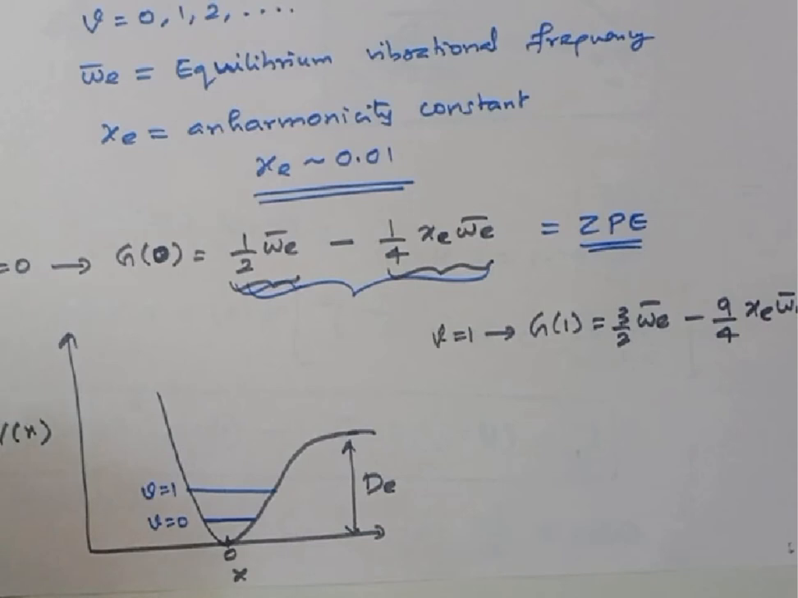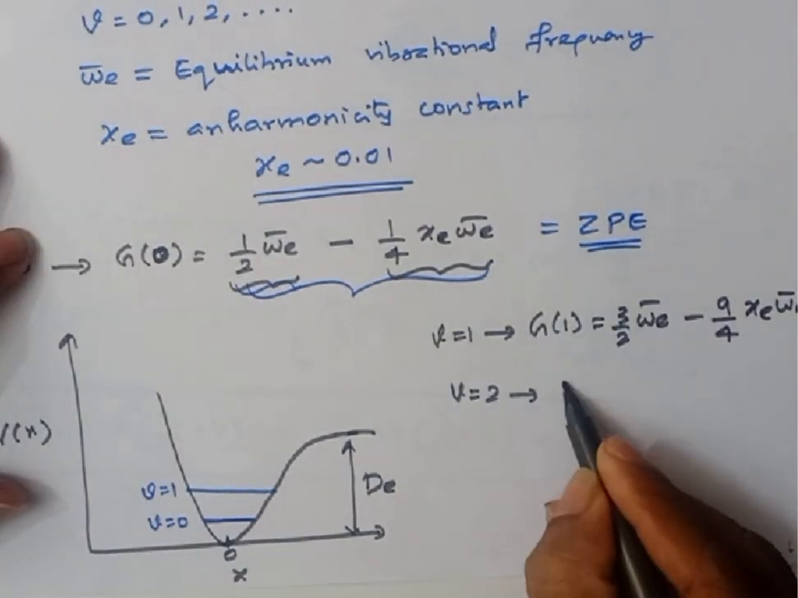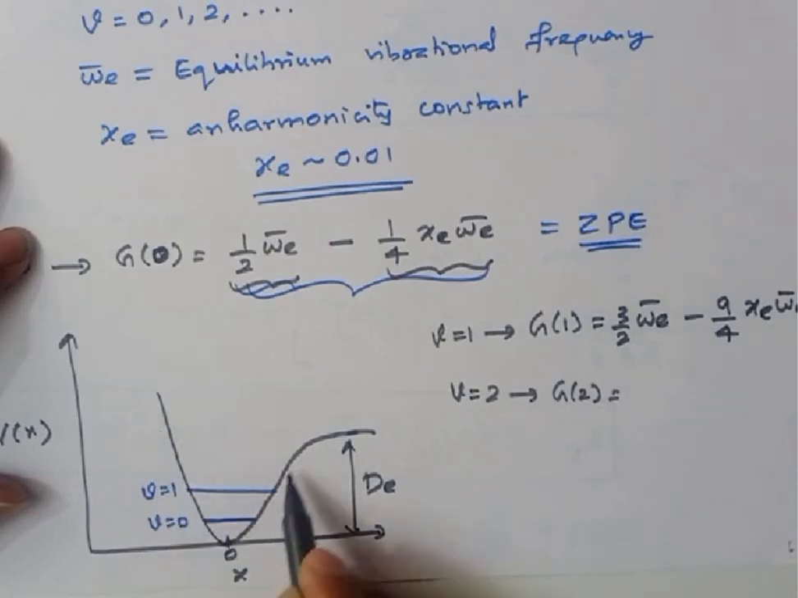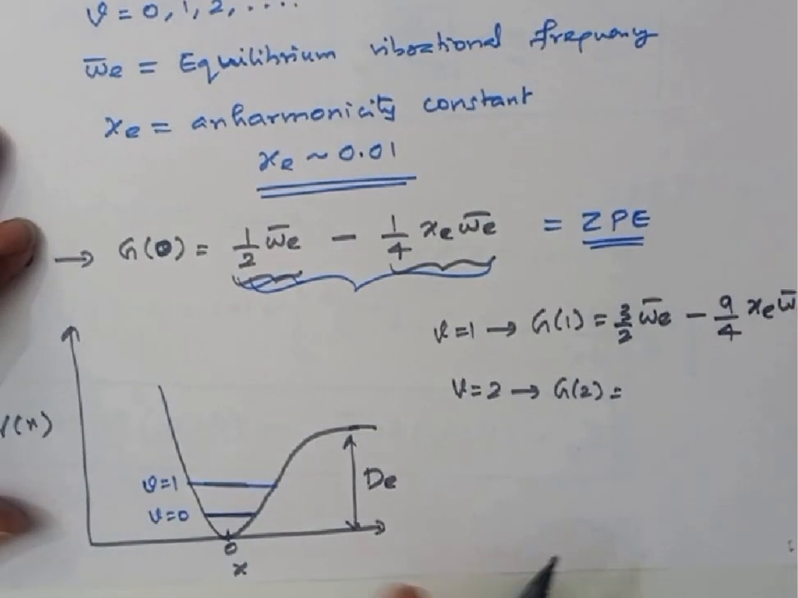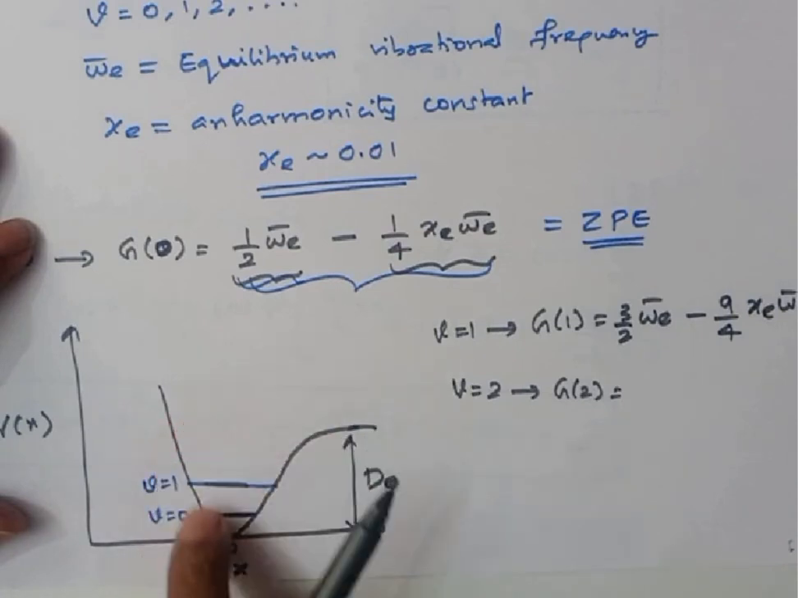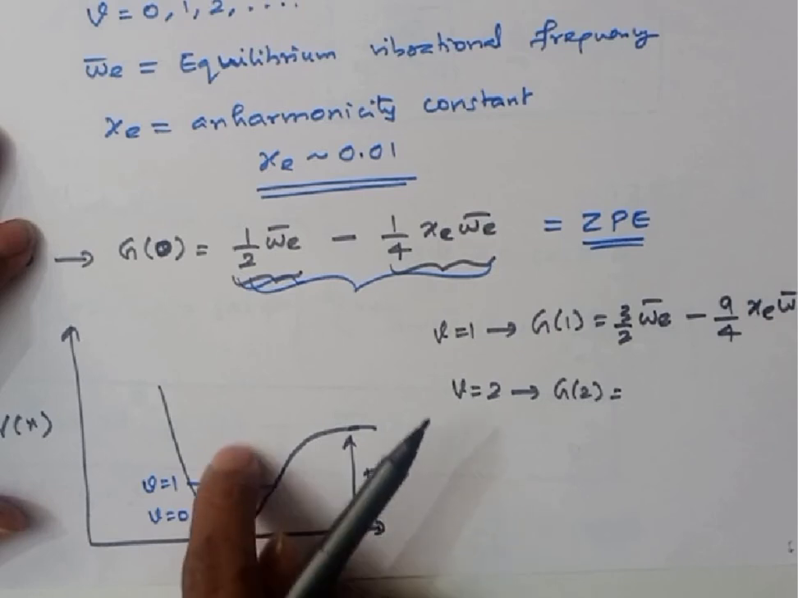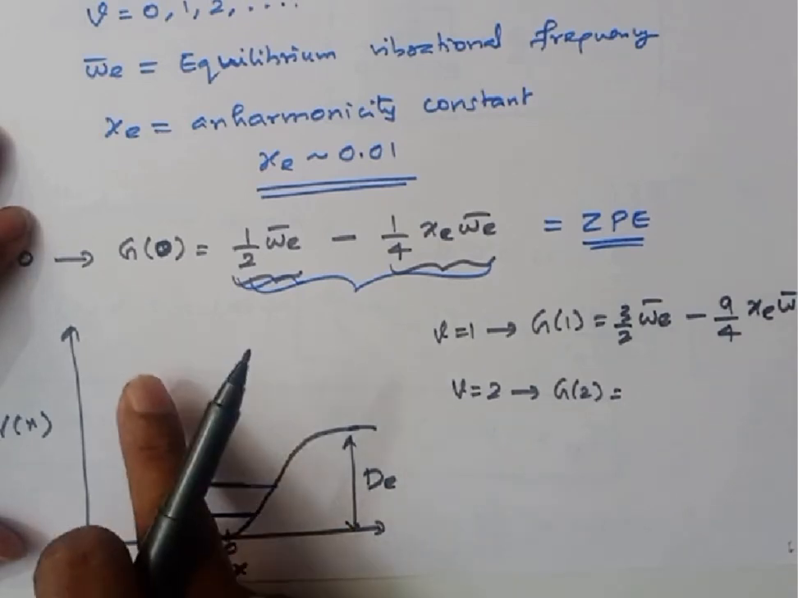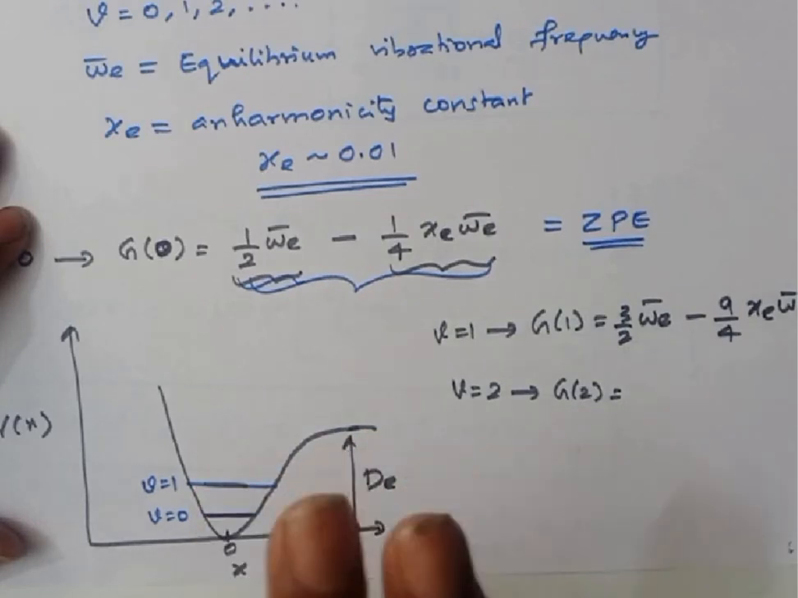Similarly, if v equal to 2, then G value equal to... So this curve indicates the potential energy. This line indicates the total energy of the molecule. This is the potential energy function. The potential energy function is continuous, but the total energy is not continuous, it is discontinuous. I'm just giving you the total energy here. Students, be careful in that. Potential energy appears as a continuous function, but total energy is quantized.